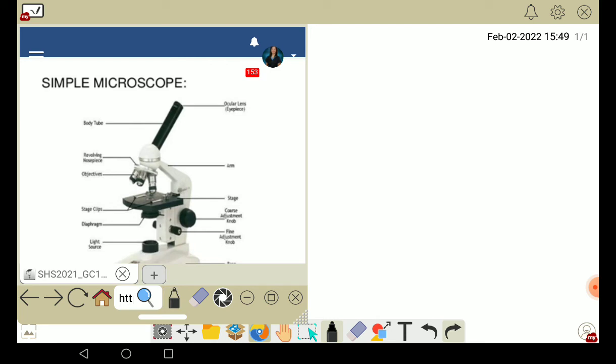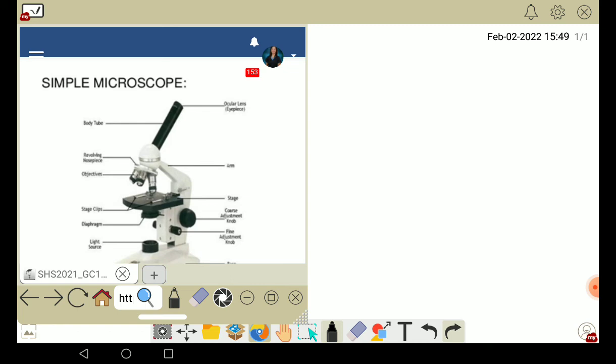Okay, so these are the objectives. Next, we have the arms, which support your revolving nose piece along with the ocular lens, body tube, and objective lenses. Okay, the stage where the specimen is being placed, along with the stage clips, and of course your diagram, I mean.